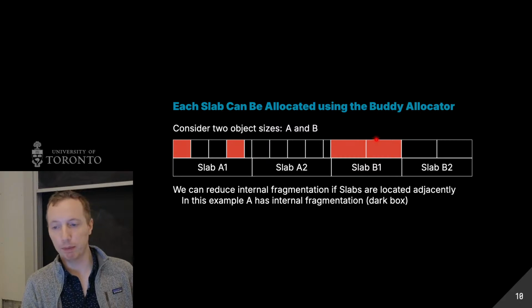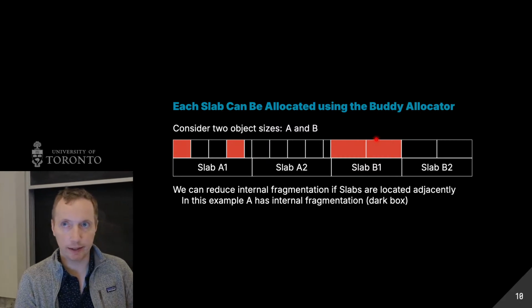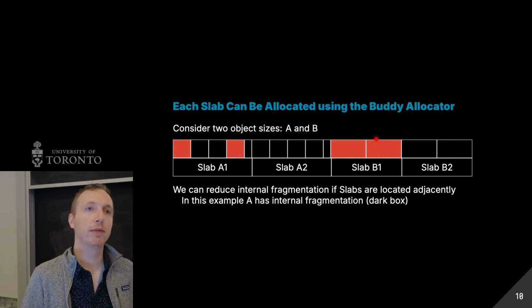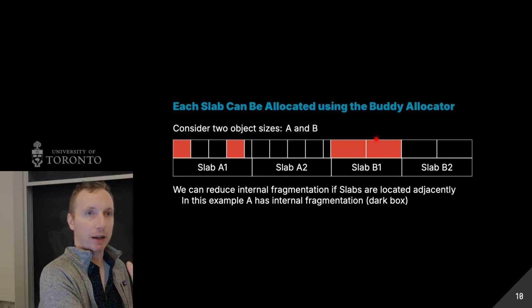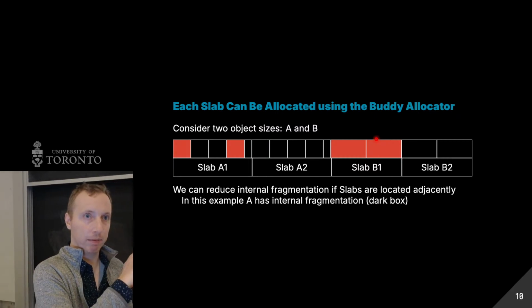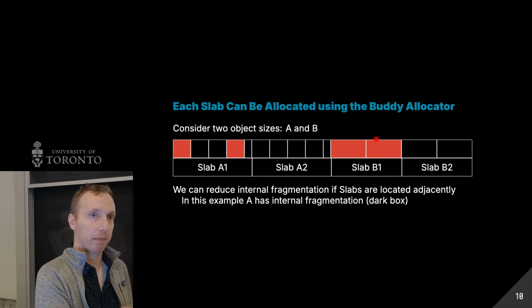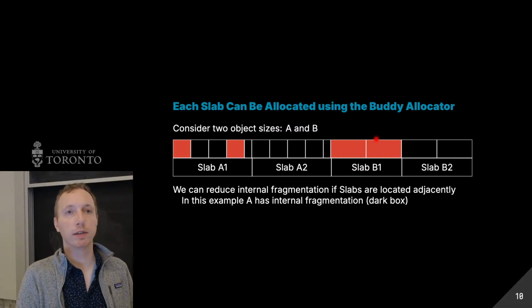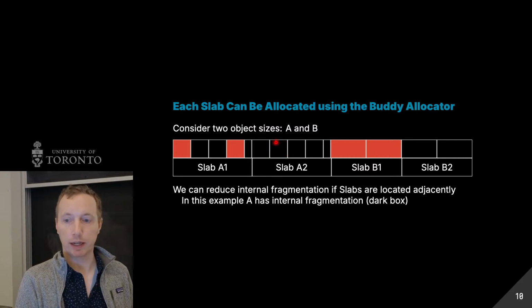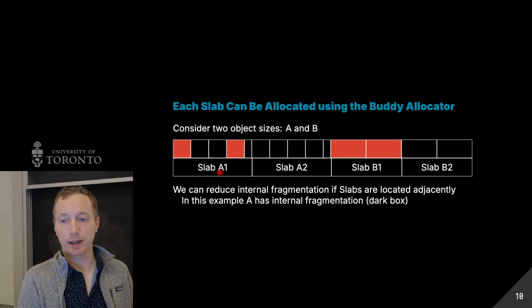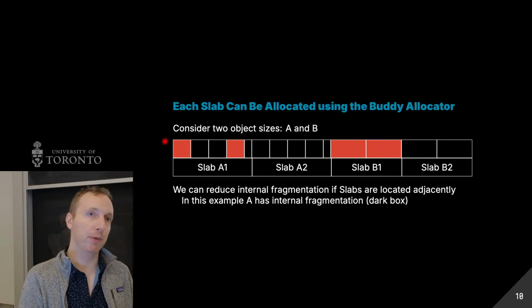And then similarly, maybe for B, they fit exactly 2 on a slab. Oh, the red boxes just indicate an actual allocation. So that's allocated, used by the program, and blank ones are free. So slab A2 can store 4 of A. Slab A1 can store 4 as well, but 2 are being used by the program right now. So 2 are free, 2 are allocated.